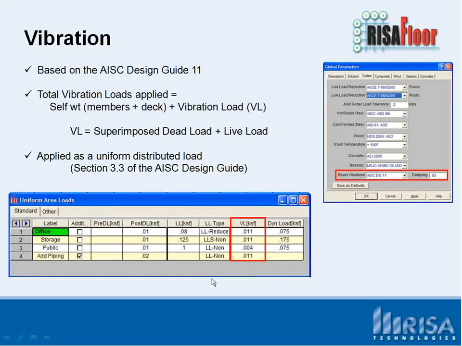Vibration analysis is one of the really powerful things too in RISAFloor. You can get your vibration analysis for your model, and that's a really common thing for a commercial building. It's going to be based on the AISC design guide, and that's based right in your global parameters. Here you can see that. You can put in your damping, and you can use your AISC Design Guide 11.